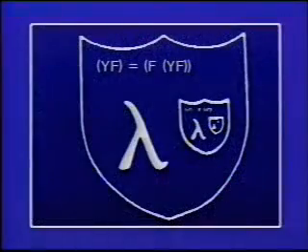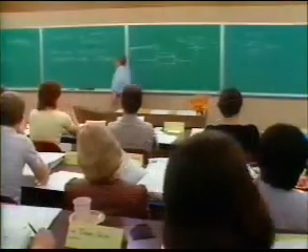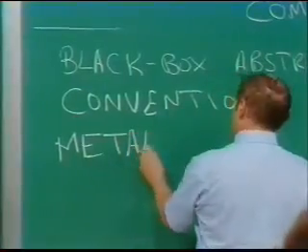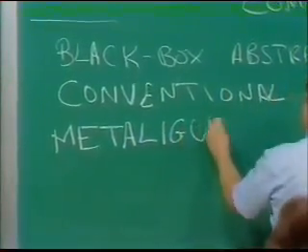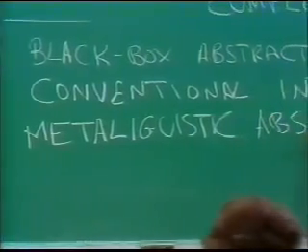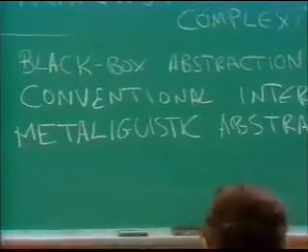Here's another magical symbol. This is the Y operator, which is, in some sense, the expression of infinity inside our procedural language. We'll take a look at that. In any case, this section of the course is called metalinguistic abstraction. Abstracting by talking about how you construct new languages.